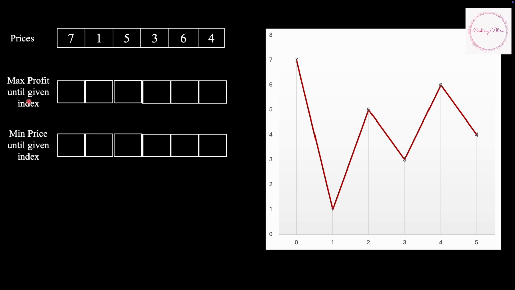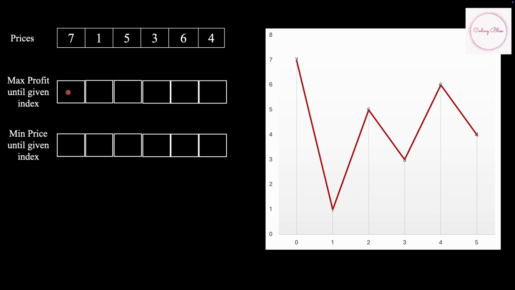Take these two data points. One is the maximum profit that I can get until that given index. So including that index, what is the maximum profit I can have? And I'll just keep track of it and come to the end. And similarly, I will also keep track of the minimum price at which the stock can be bought, including that index. So I believe this is clear.